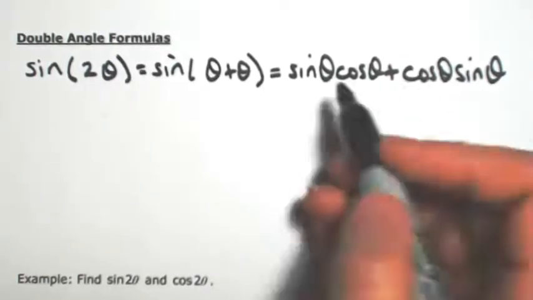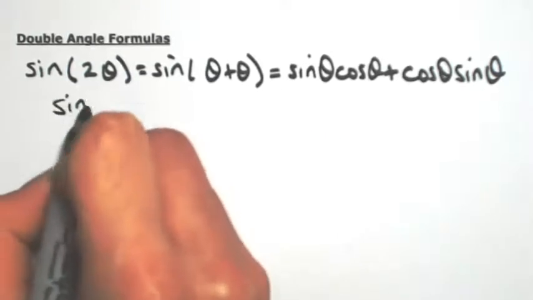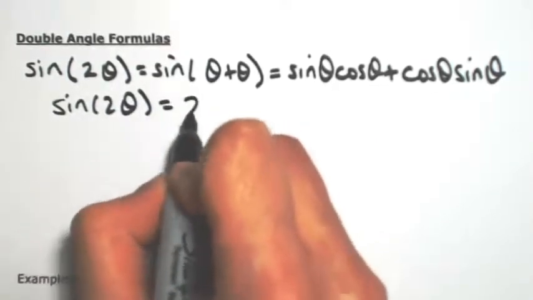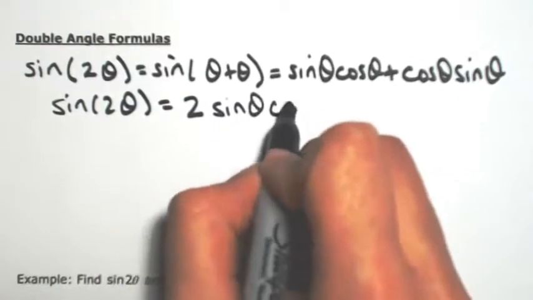So there are 2 of the same things. So the sine of 2 theta is equal to 2 sine theta cosine theta.